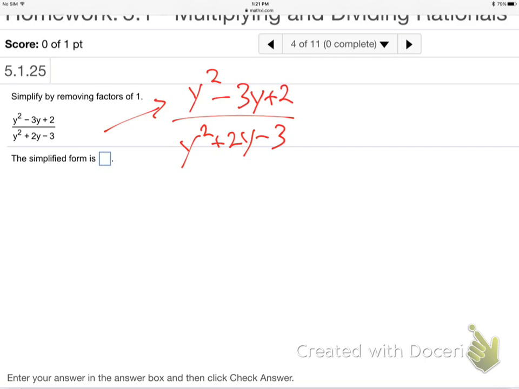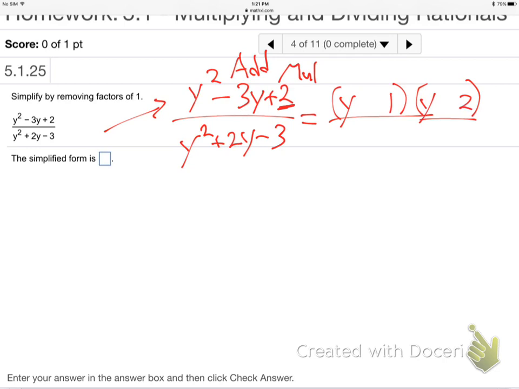All right, so let's take this thing and simplify it. What do we do? We factor. It's just two factoring questions, really. Factor the top, factor the bottom. What multiplies to be 2 and adds to be minus 3? That's what we're looking for there. What two numbers multiply to be 2? What times what is 2? 1 times 2 or 2 times 1 is really the only option.